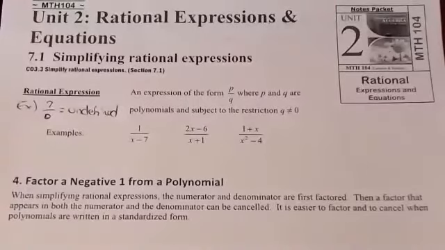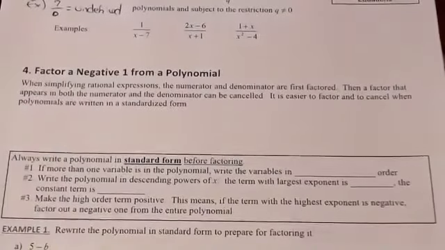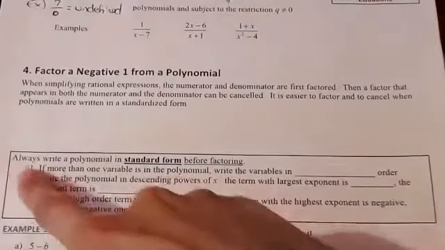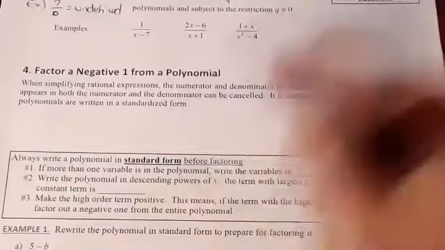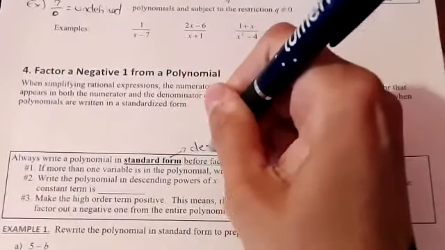We start with learning how to factor a -1 from a polynomial. It's really no big deal, and I'll show you this. This is going to be incredibly helpful if we ever see our polynomials not in descending order, so to speak. In order to do this, we're always going to write a polynomial in standard form before factoring. Essentially, this refers to the idea of descending order.